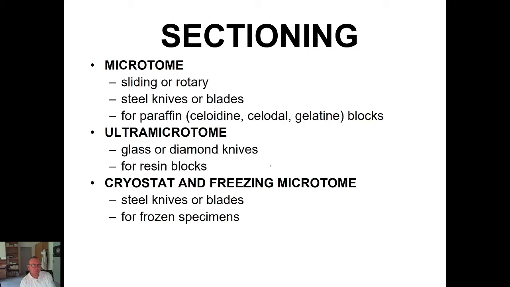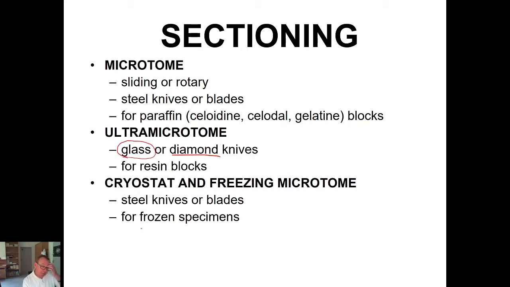Microtome is using steel knives or blades. Ultramicrotome has to use much harder material, because the harder is material, the thinner sections can be made, as I already said. The hardest material at all is diamond, and diamond knives are made and used for electron microscopy sectioning. But glass is also hard enough, so instead of diamond, glass knives can also be used.